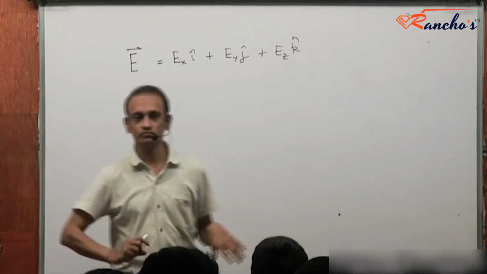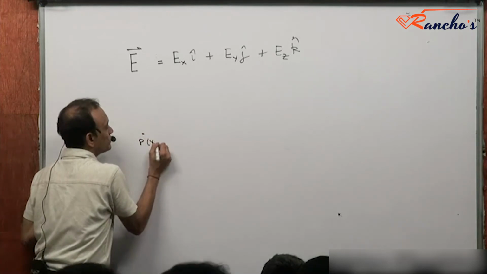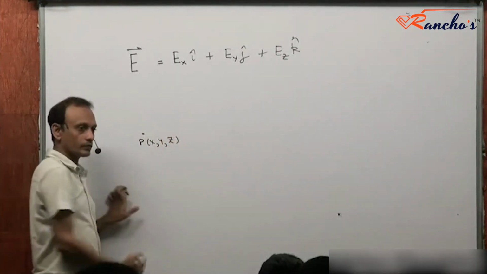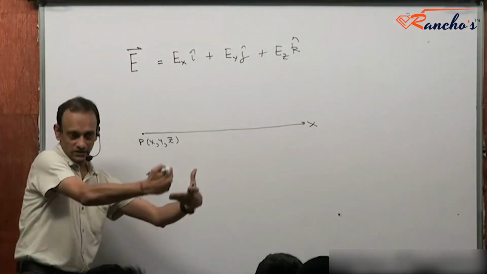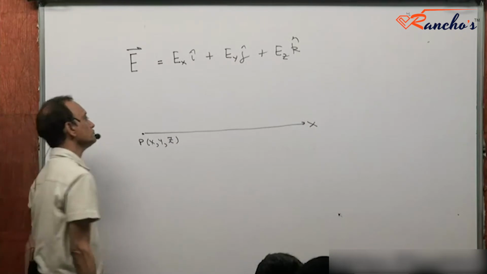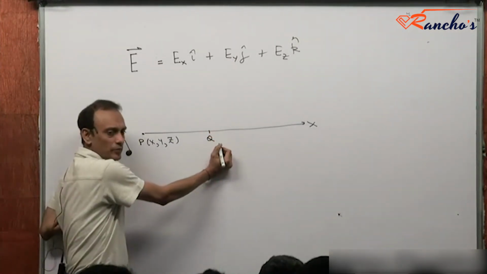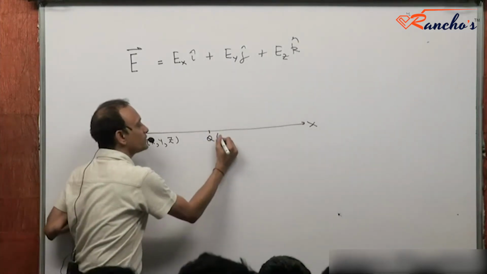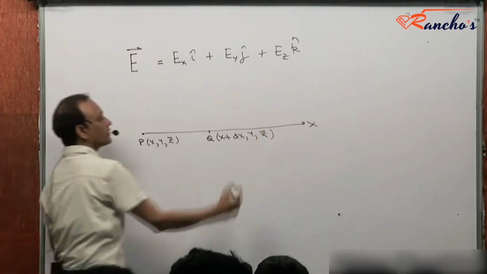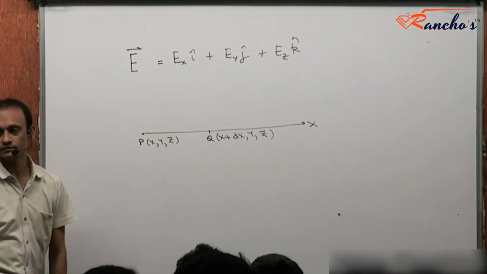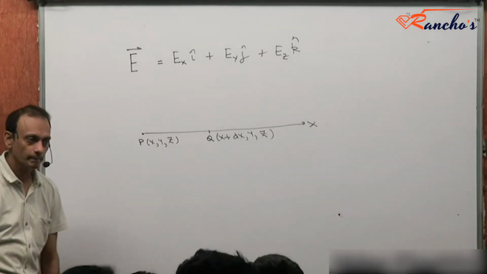Now, listen to this. So at a point P (x, y, z), say this is my x direction, or parallel to the x direction. When you go from P to Q, very close by points, parallel to the x axis, then y and z remain the same. x changes by a small amount, dx. But if you move parallel to the x axis, y and z will not change, okay?